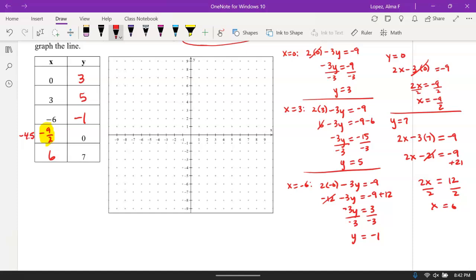Now let's plot the points. Go to where x is 0, up 3. That's our first point. Our second point, go to where x is 3, go up 5. Go to where x is -6, go down 1. Go to where x is -4.5. That's right between the -4 and -5. And 0, 6 will go up to 7. And it's so cool. You'll always get points that line up, and if you don't, it's a good check.